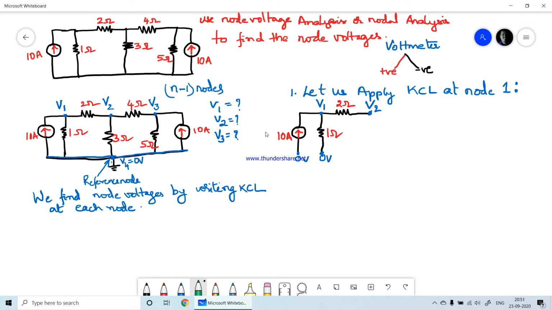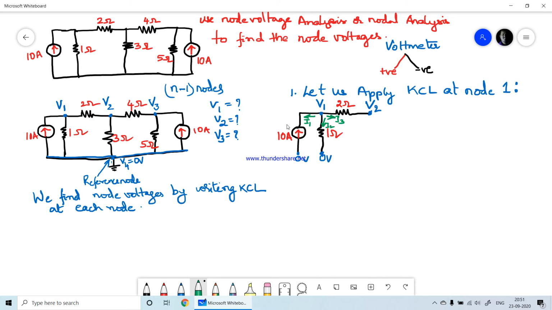For KCL, we need to see the current leaving the node, right? So I'll take 3 currents because we have 3 branches leaving the node. I'll name this current as I1, this current as I2 and this as I3. See, this is an assumption we make. We try to consider all currents leaving the node, or you can also consider all currents entering the node, based on the number of branches connected to that particular node. So here I have considered I1, I2, I3 leaving the node.